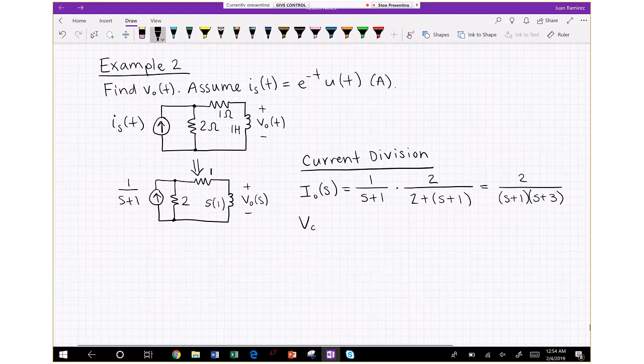And then the output voltage will be equal to that current times that impedance. If we remember Ohm's law in the S domain, voltage is equal to current times impedance. So that current will be equal to 2 over, here I'll just write out that equation real quick. Here the equivalent impedance is just S because we're looking at the voltage across the impedance of the inductor, only the inductor.